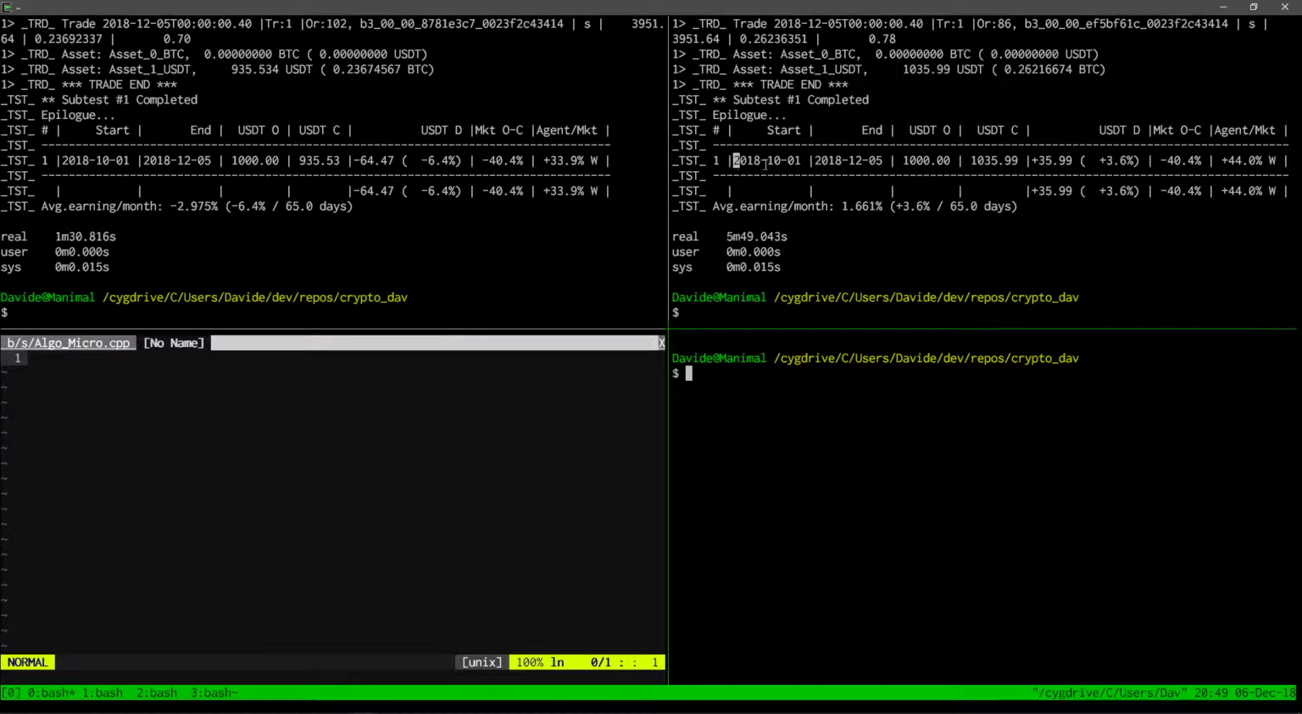On the right instead, this is with genetic algorithms, and this is actually corresponding more or less to our live trades. Compared to minus 40% of the market, with the genetic programming we reached plus 44% over the market, meaning that we could actually make a profit of 3.6% during this period. So I will now launch a live demo.